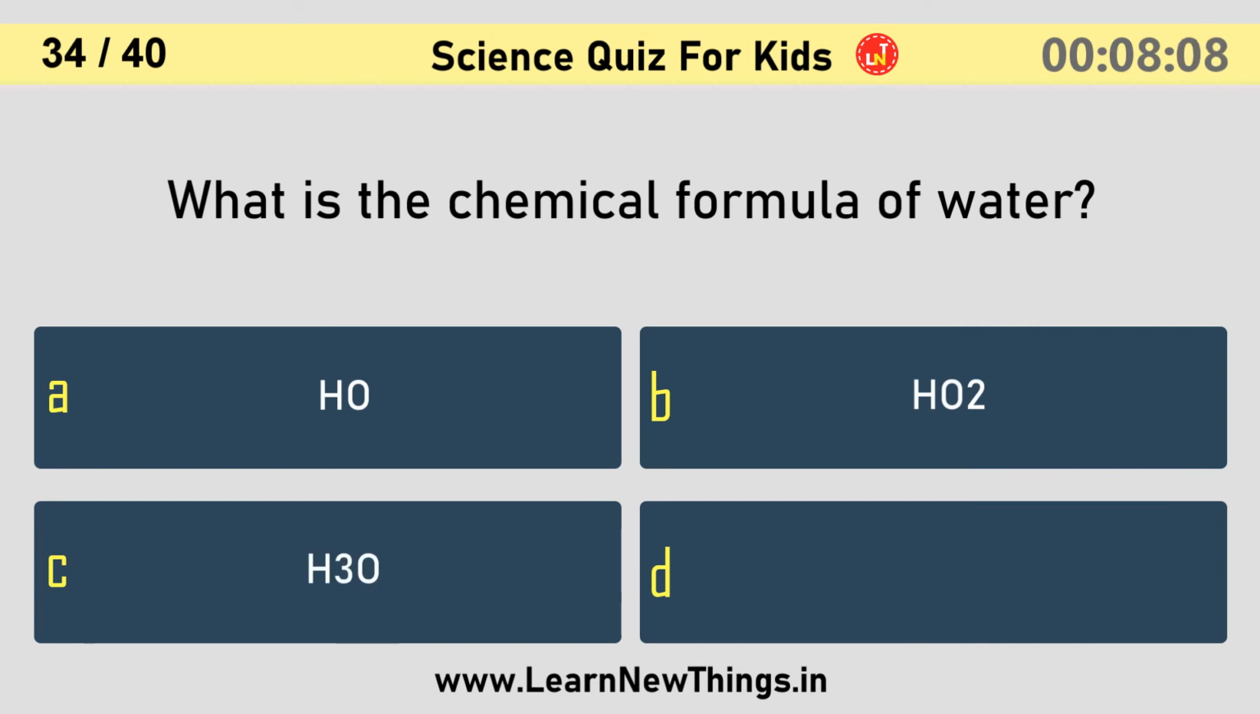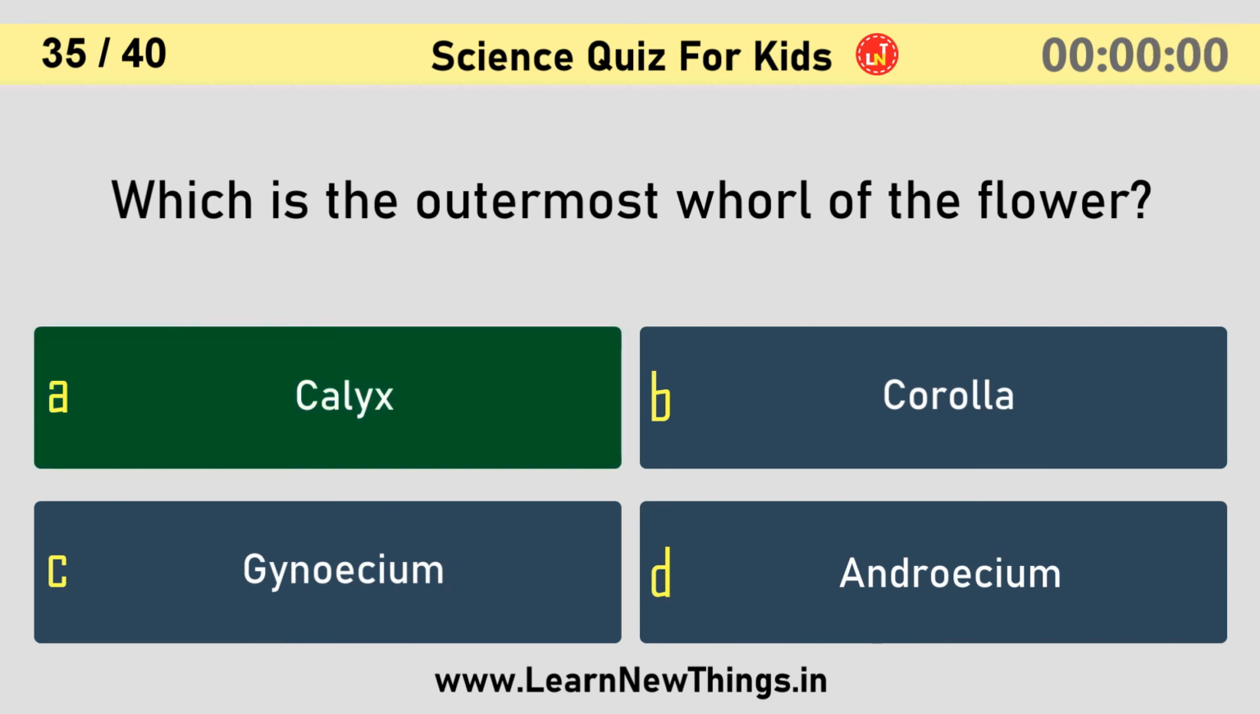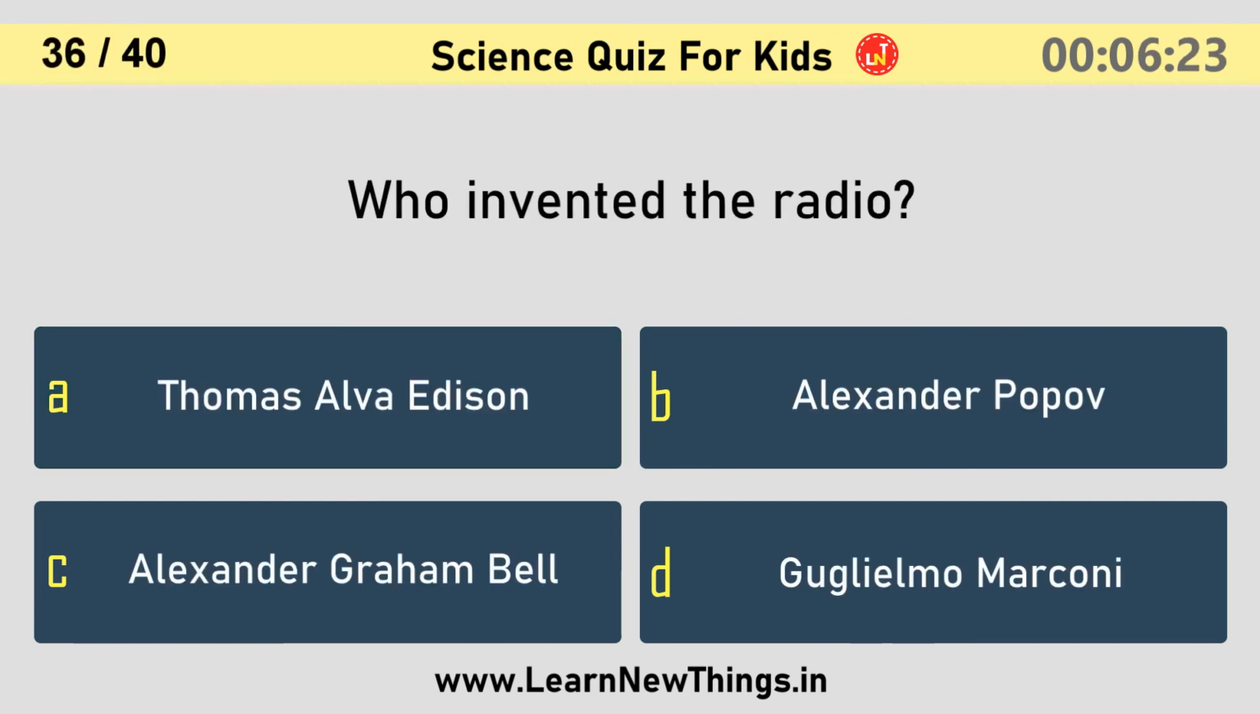What is the chemical formula of water? H2O. Which is the outermost whorl of the flower? Calyx. Who invented the radio? Guglielmo Marconi.